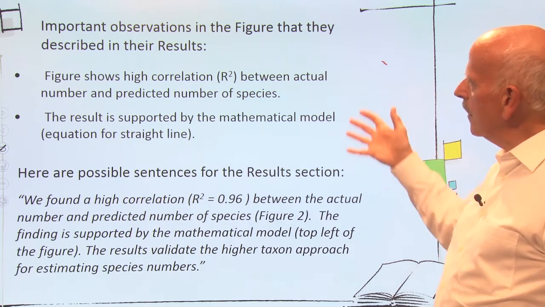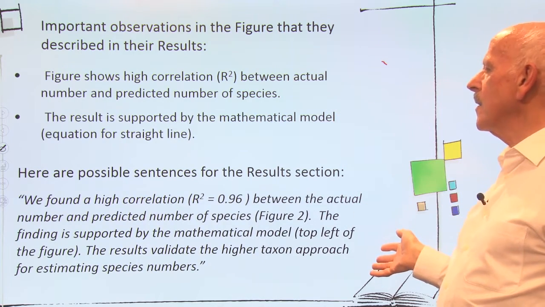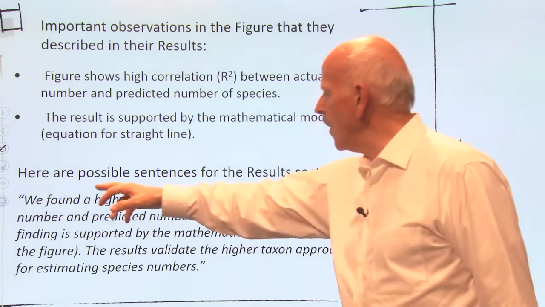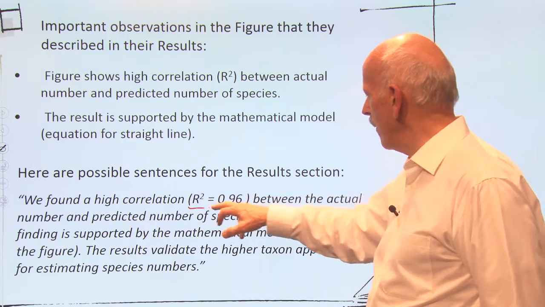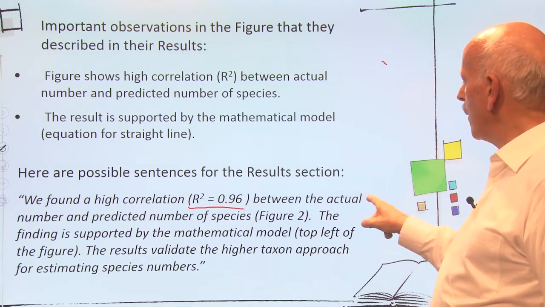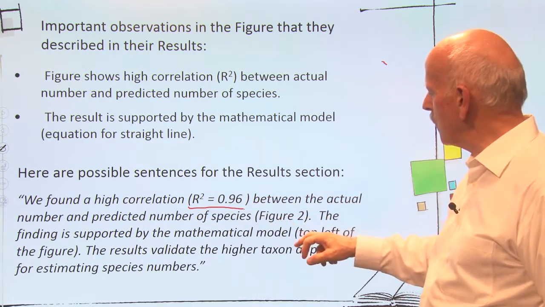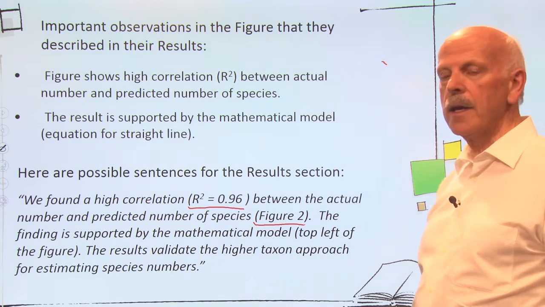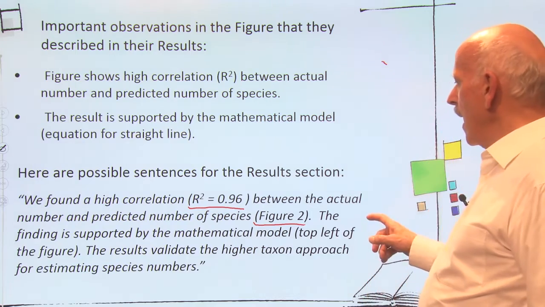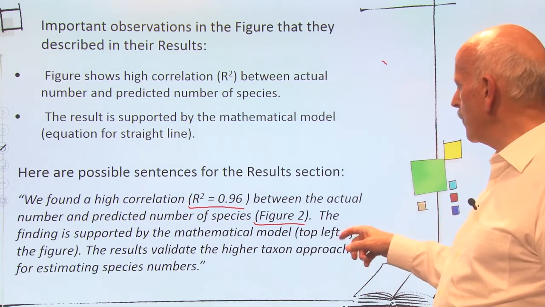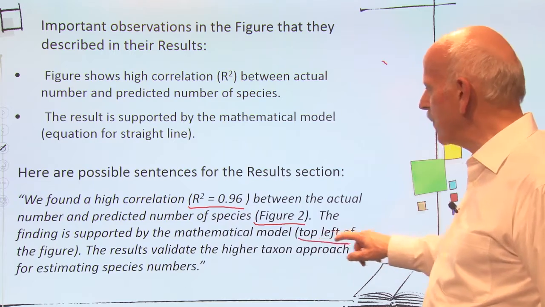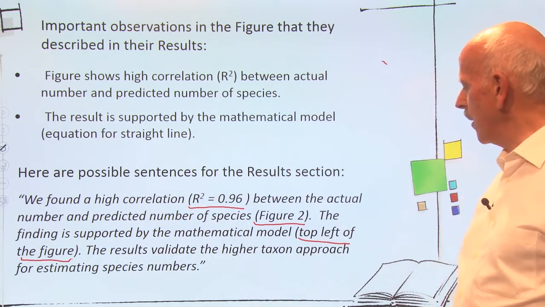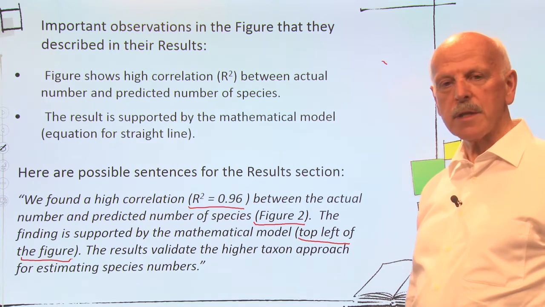So if we write this information in sentences that might be included in the results section, it might look like this. We found a high correlation, there it is, came from the figure, between the actual number and predicted number of species (Figure 2), in this case we're referring to the figure in parentheses. The finding is supported by the mathematical model, which is in the top left of the figure, and the results validate the higher taxon approach for estimating species number.